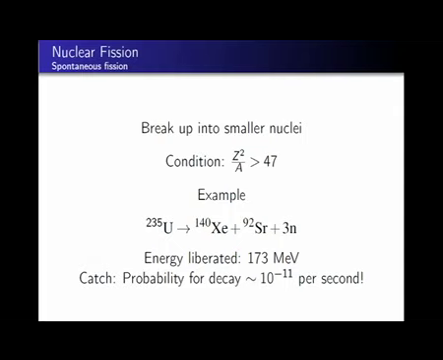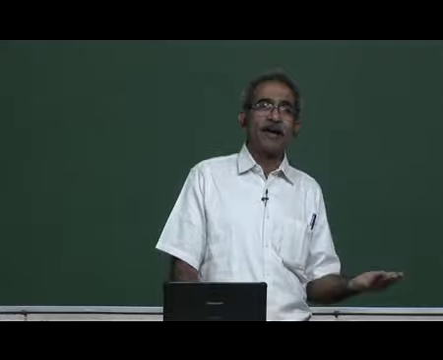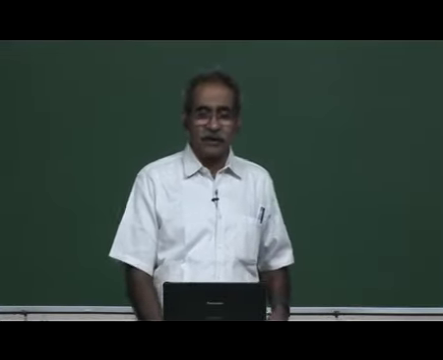The condition for a nucleus to break into smaller nuclei is Z squared by A must be greater than 47. That is a very important thing. If you look at the lighter nuclei, the most stable ones are those for which Z is roughly equal to A by 2, equal numbers of protons and neutrons. But as we keep on going to heavier and heavier nuclei, the nucleus becomes bigger and bigger. We know that r equals r naught A to the power of 1/3. That is what we are writing. So, the nucleus becomes bigger and bigger.